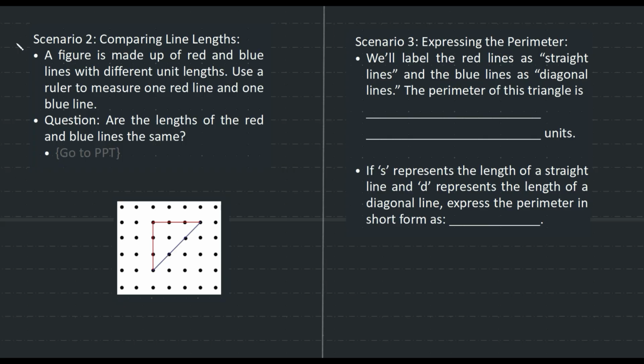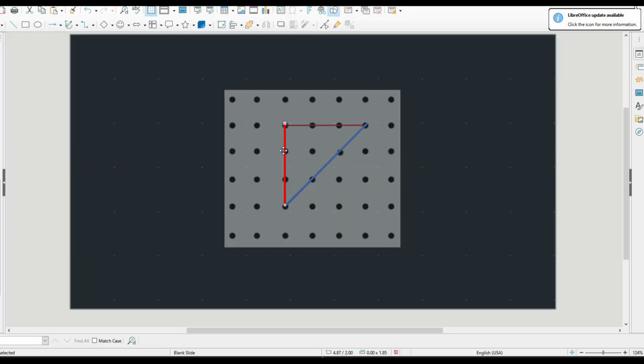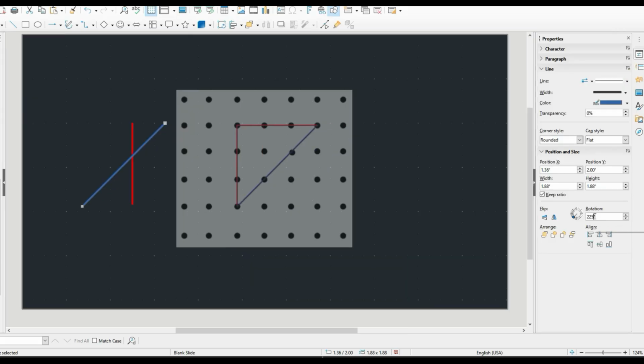Verification always happens with actual measurements. So a figure is made up of red and blue lines with different unit lengths. Use a ruler to measure one red line and one blue line. I don't have the luxury of doing that. Actually, I could have done it. I could have taken a print and done it. But anyways, instead of that, I'm verifying with this actually. I'll compare. So this is the entire red line. This is supposedly the blue line, 3 units. So I'm keeping them next to each other. And now I'll do this.